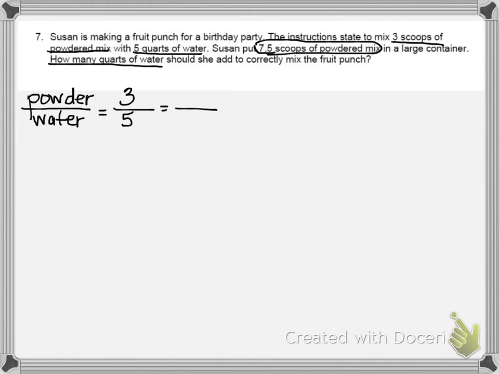Then she put 7.5 scoops of powdered mix. Well, the powdered mix is in my numerator or denominator? The powder is in the numerator, so I'm going to put my 7.5 here. And this right here is going to be my answer, what I'm looking for. Well, I've taught you before, to solve a proportion, you do the cross product, which is cross and circle. You must show your work, so let's go ahead and go 7.5 times 5.